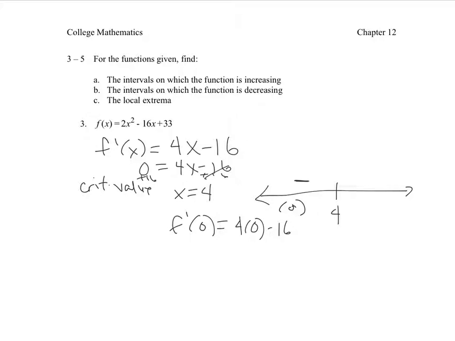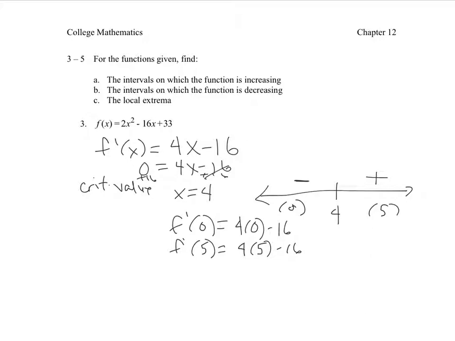Now, pick some number to the right of 4, and let's use it as a test point. 5, that would work. So let's find out what f prime of 5 is. If I have 4 times 5 minus 16, again, I really don't care what the number is. I just need to know the sign. Is that going to be a positive number or a negative number? Positive. 4 times 5 is 20. 20 is bigger than 16. So when I subtract, I'm going to get a positive number back.